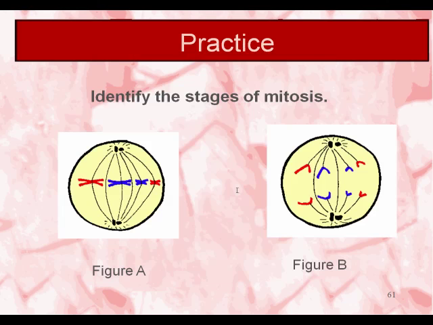Let's practice. Identify the stages of mitosis. Figure A is in metaphase because the chromosomes are lined up in the center of the cell. Figure B is in anaphase because the chromosomes are moving to opposite ends of the cell.